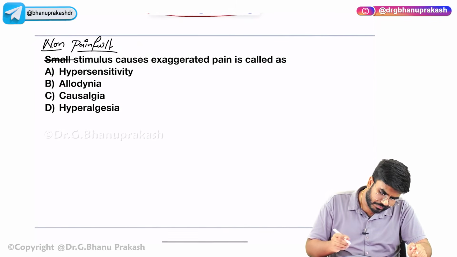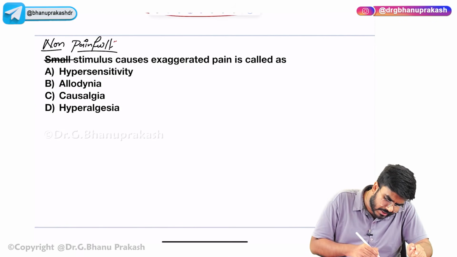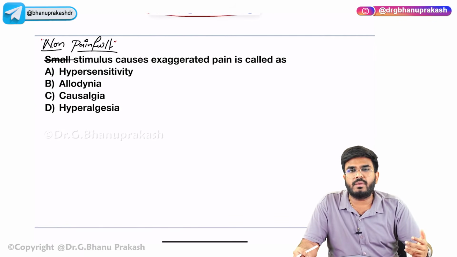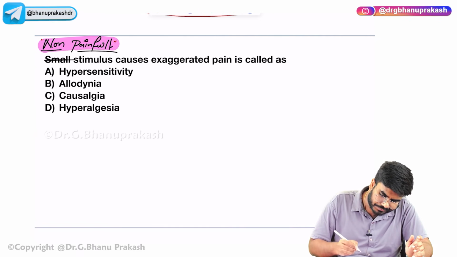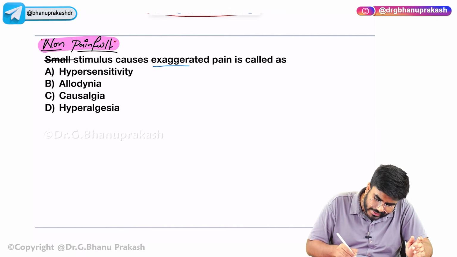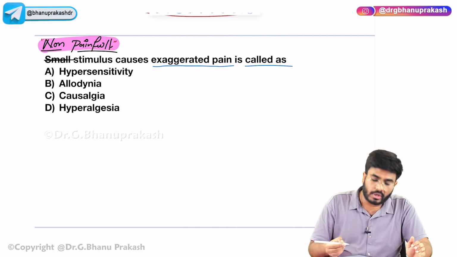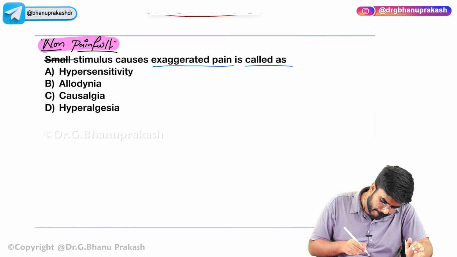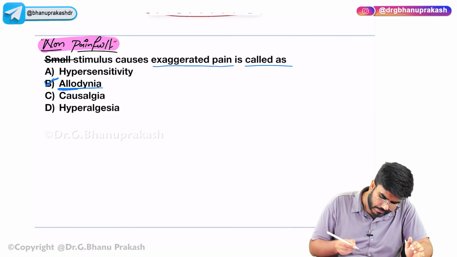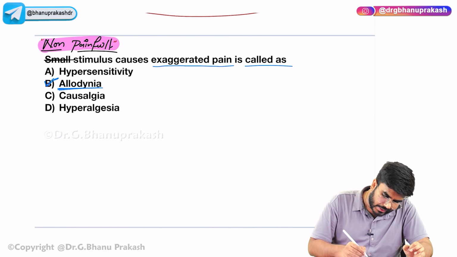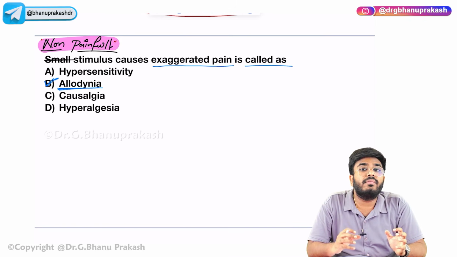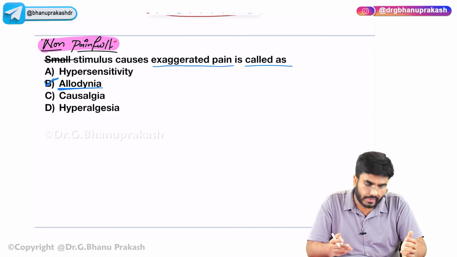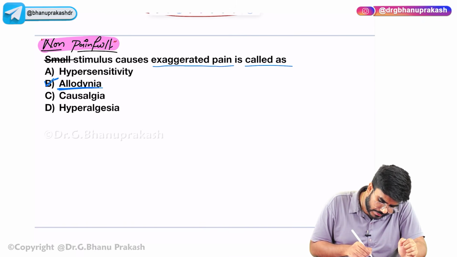Okay. Next, non-painful stimulus. In certain diseases, people become more sensitive. Even a non-painful stimulus can cause exaggerated pain. This is called allodynia. So what exactly is allodynia? Allodynia means it's a non-painful stimulus, but the person is feeling it as painful. That is called allodynia.